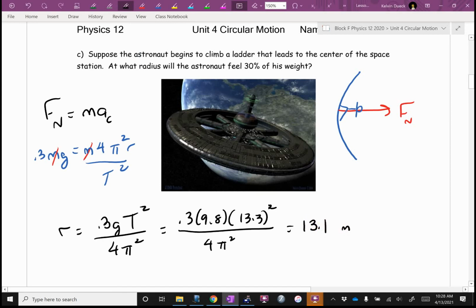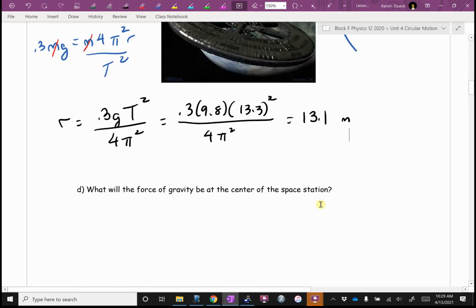What was the original diameter? Or sorry, original radius of the space station? Where are we right now? 13.1. As we continue to climb, what would happen to fake gravity? Or what will the force of gravity be at the center of the space station? 0.